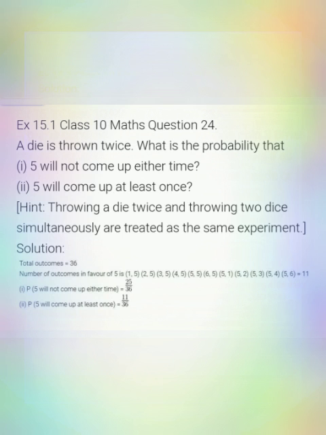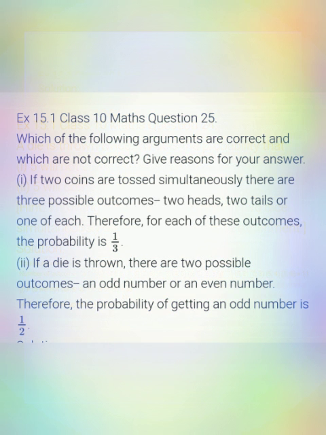Okay, now let us move on to the last question of this exercise 15.1. Question number 25, which is a justification question. For the given statements, you have to analyze and say whether the argument is correct or not, and also give reasons for your answers. Which of the following arguments are correct and which are not correct? Give the reasons for your answers.